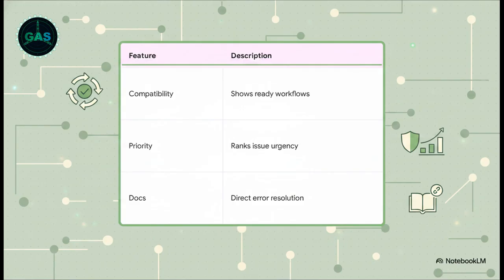Think of it as a clear, actionable checklist. It shows exactly which of your existing workflows are 100% compatible. And for anything that isn't, it assigns a priority score so you know exactly what's urgent. Plus, it gives you direct links to the official documentation so you can fix back-end configuration issues instantly.